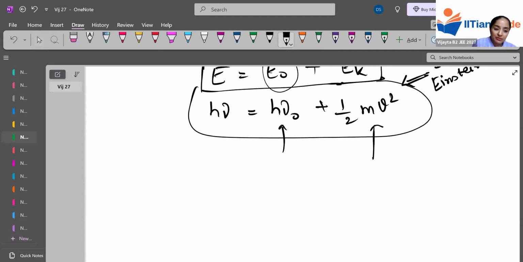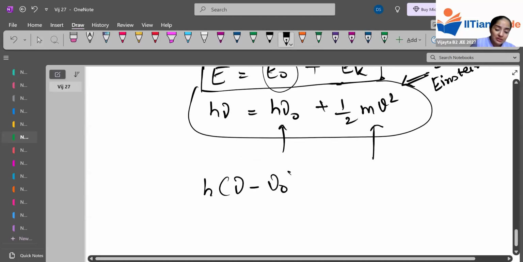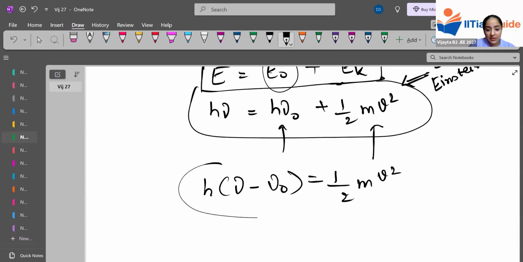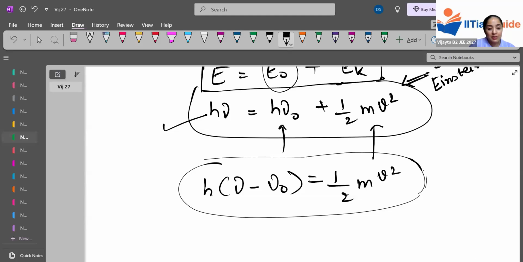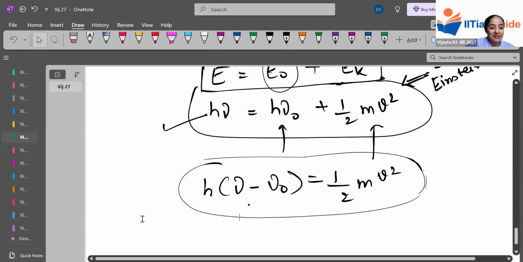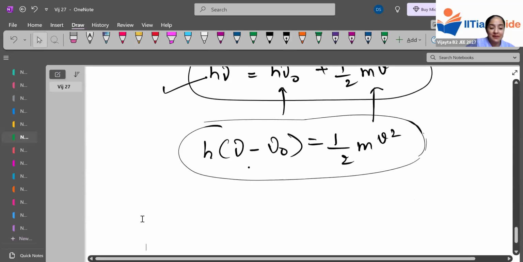Okay, have you got this equation, Dhruv? Got it? Yes, ma'am. Okay. So, can I say H nu minus nu naught is equal to half mv square? Once I explained this equation to someone, and then they said, ma'am, in the book it is written like this. I was very scared. Okay, I said, then I will do this. He said, now I got it. So, okay, this can be written in the book like this also. Don't worry. Okay, bache?